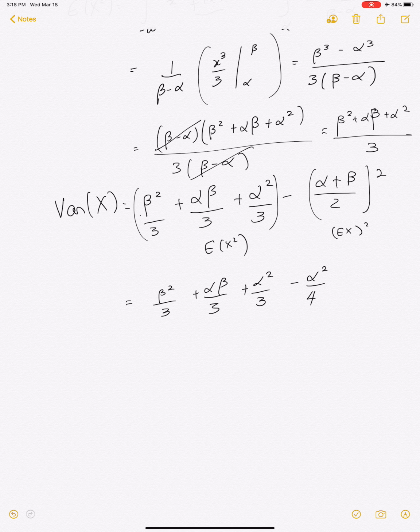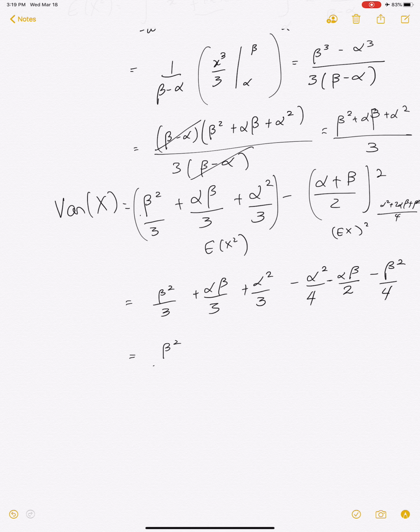minus 2 alpha beta over 4, minus beta squared over 4. Okay, so when you have (alpha squared plus 2 alpha beta plus beta squared) over 4, you have alpha beta minus alpha beta over 2 and minus beta squared over 4.